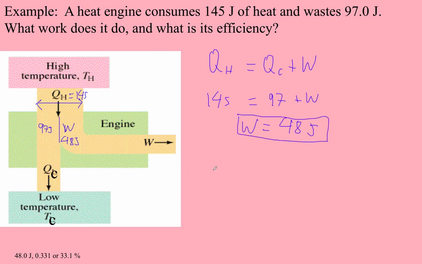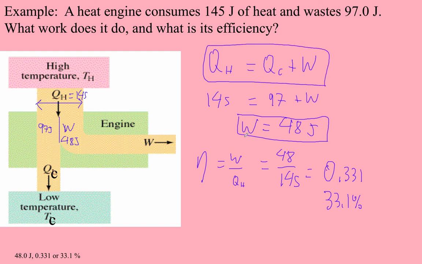Then it says, what's its efficiency? Well, efficiency is going to be work divided by QH, right? So that's going to be 48 divided by 145. And that's 0.331. That's my efficiency, right? And you could write that as 33.1%. And we didn't really use our branch ratios for this. We just used this, and then we used this. So this was a pretty straightforward one, okay?